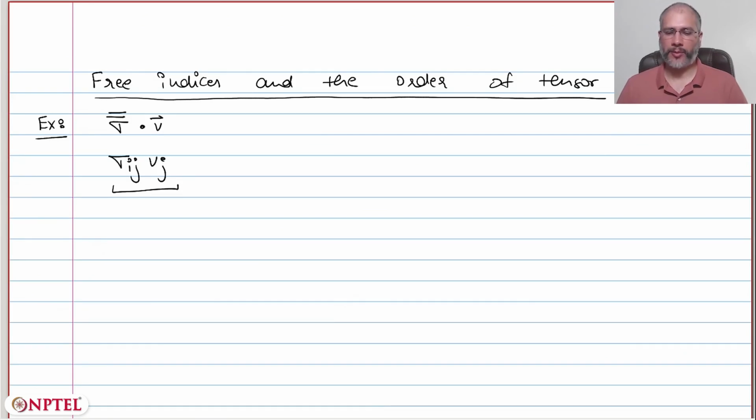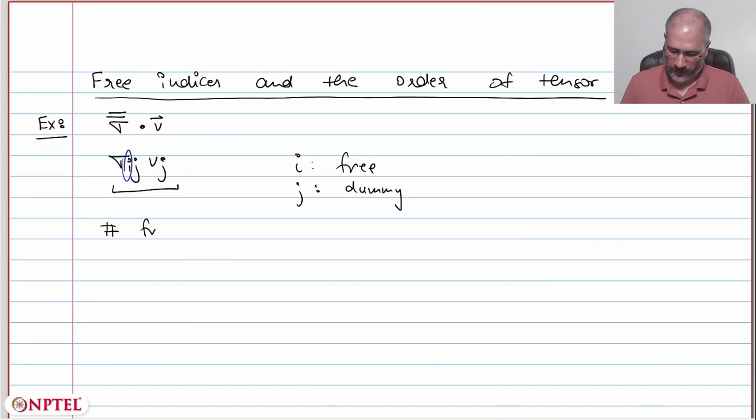Well, there's a rule that we can follow. We count the number of free indices in this quantity. So let's look at that. The only free index here is i. So we can say i is free and the index j is dummy. So the number of free indices is 1, which is actually equal to the order of the tensor.